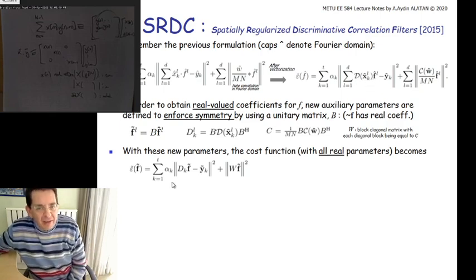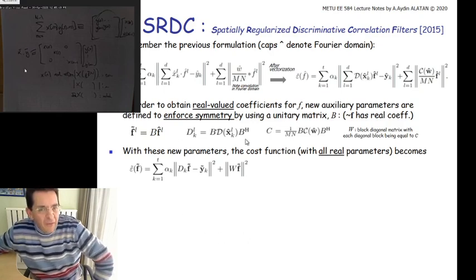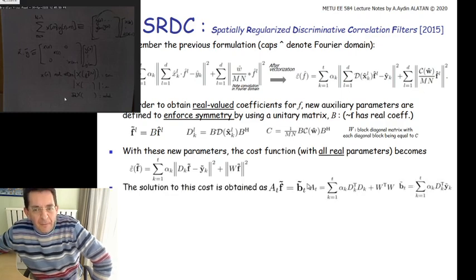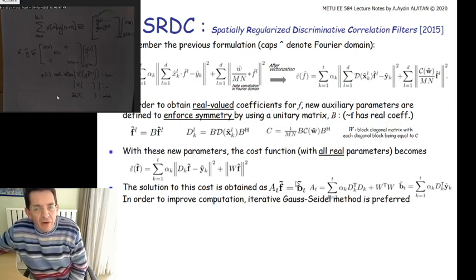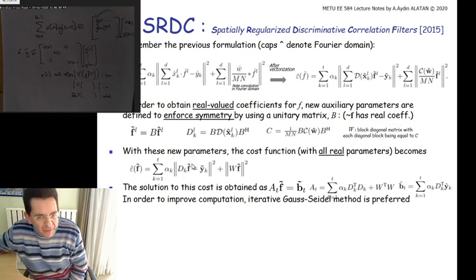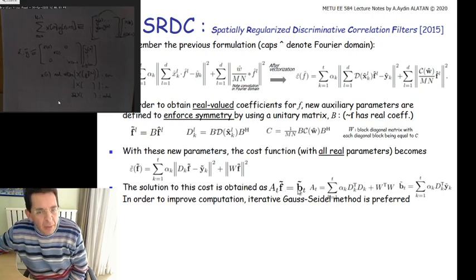Now I have this term. This term is basically nothing but our previous formulation, like in MOSSE, just enforcing some symmetry in the Fourier coefficients. But there is this thing right here. This W is block diagonal, where each block is equal to the C matrix. Okay, and if you take the derivative with respect to f tilde, you can still obtain a solution like AF equal to B, where A is equal to this one and B is equal to that.